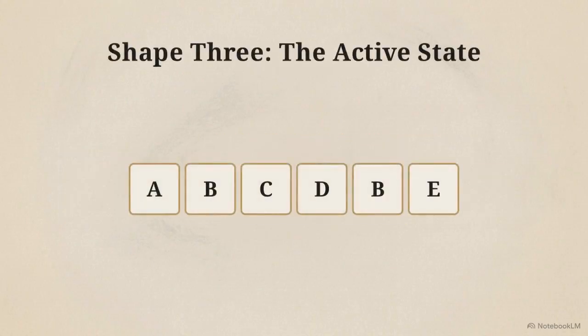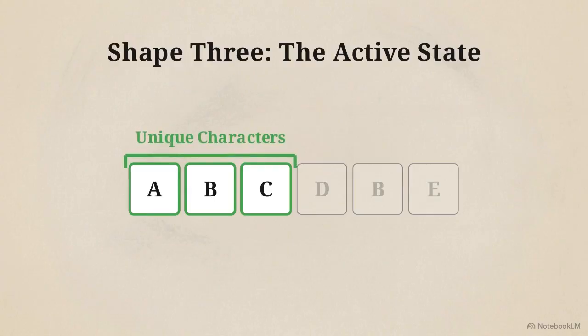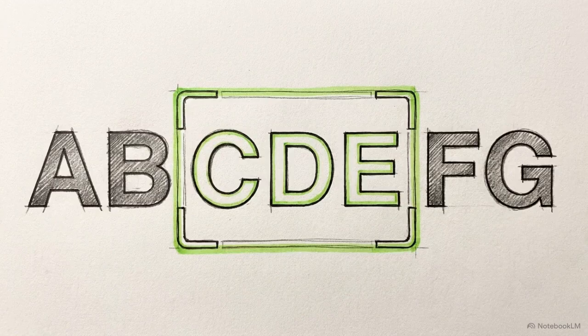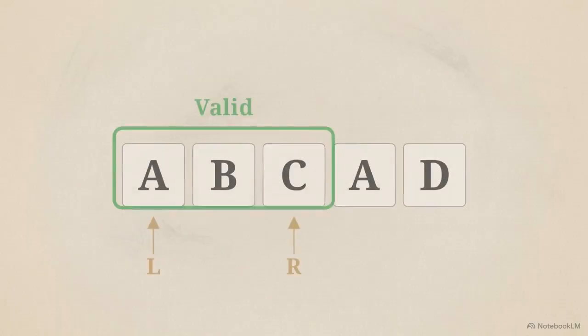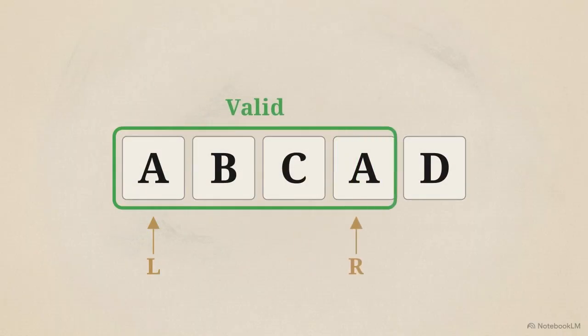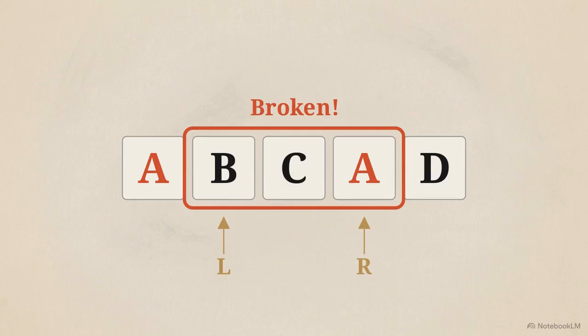This visual maps out shape 3, the active state, commonly seen in sliding window problems. The green bracket spans over a set of unique characters. The active state invariant requires the current live window to strictly satisfy a core rule, in this case 0 duplicates, before the algorithm processes it. Expanding the right pointer brings in a duplicate character. The rule breaks, and the bracket flashes red. To repair the state, the left pointer must contract inward, dropping characters until the duplicate is gone and the window is valid again.